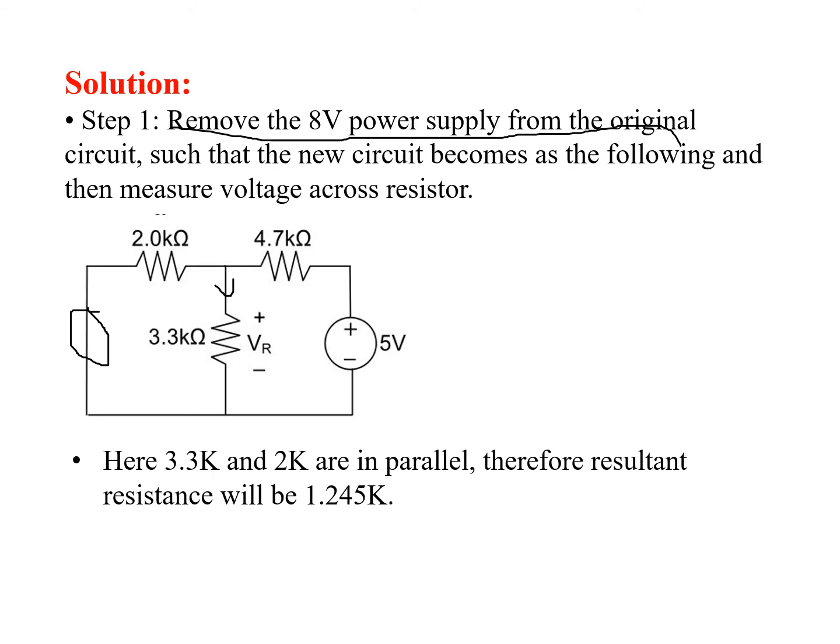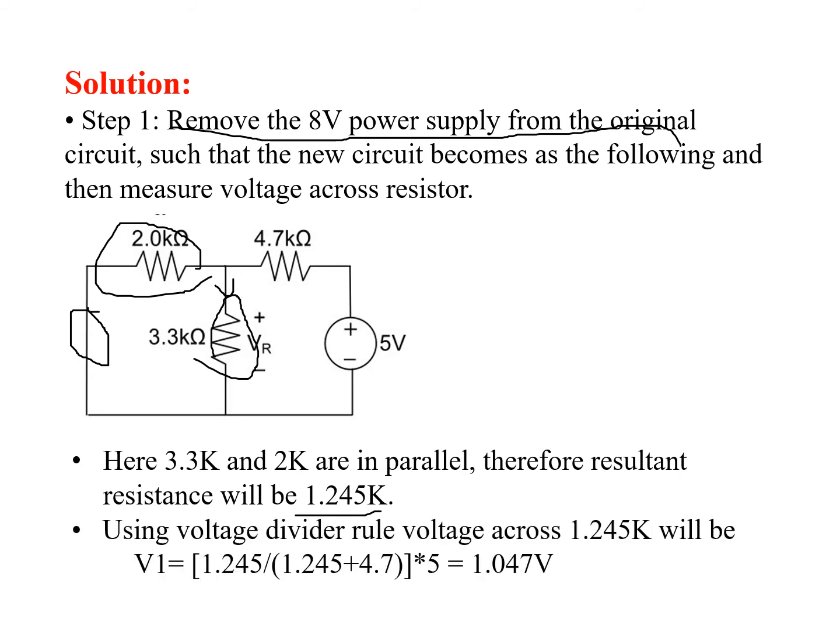So here we can see that this 3.3 resistance and this resistance will come in parallel, and basically we will get the resultant resistance as 1.24k. Now after simply using the voltage divider rule, the voltage across this 1.24k will be calculated by this formula, and we will get 1.047 volt. So this is the voltage across this 3.3 kΩ when the 5-volt source is on.